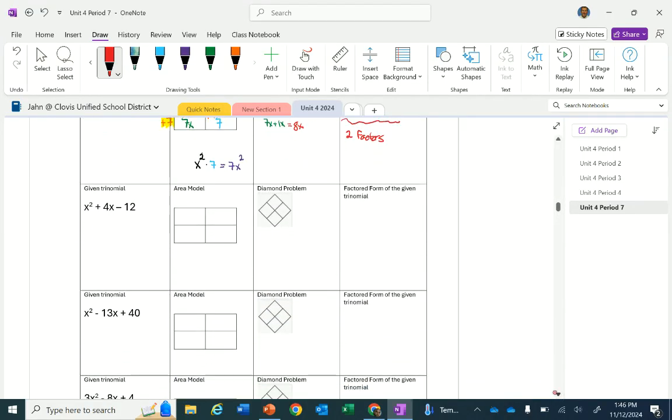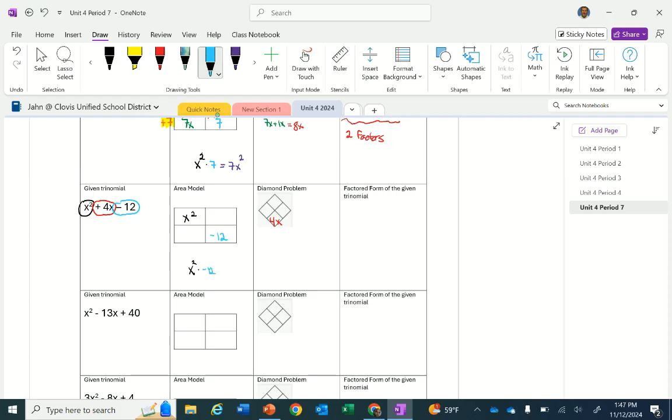Moving to the next trinomial, my given trinomial has an x squared term. I'm going to put that term in the upper left portion of my area model. I have the positive 4x term, and I'm going to put that in the bottom of my diamond problem. Then I have the minus 12 portion, so I'm going to put a negative 12 in the bottom right of my area model.